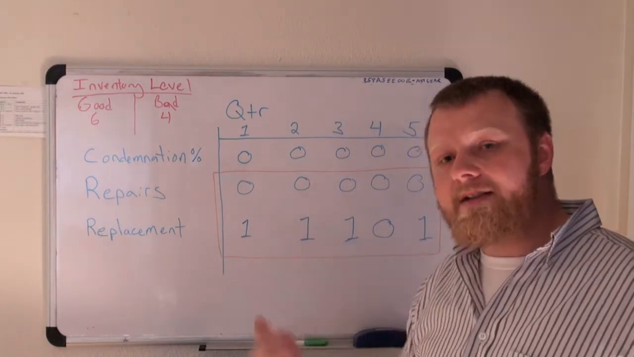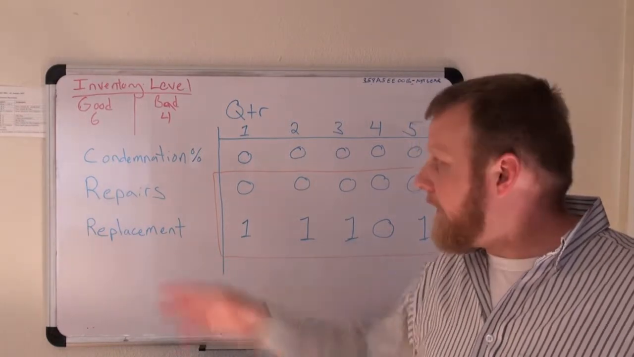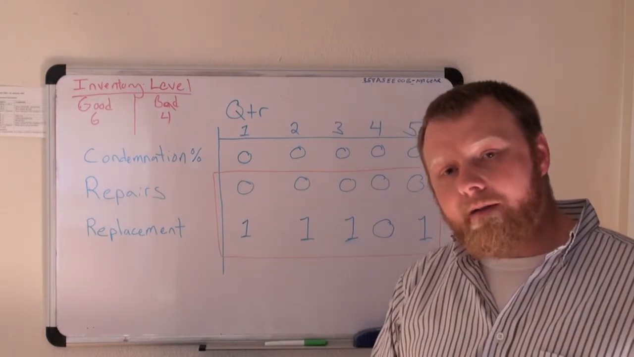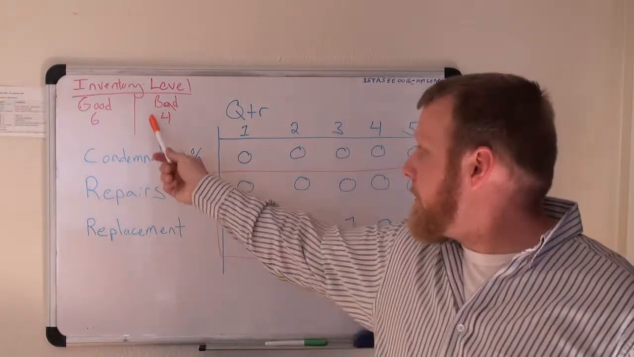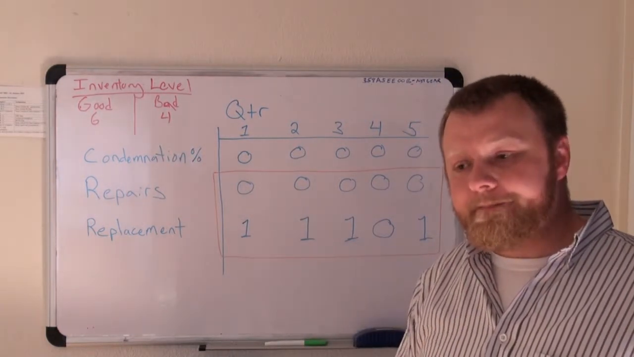The system right now says I'll never condemn. So if I don't condemn this, if they always think I can repair it, I'll never have to buy new ones. But that's wrong. I have no data to prove that. I cannot say that when I go to repair these 4 that I'm never going to condemn one out.